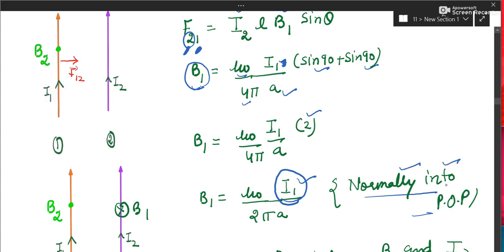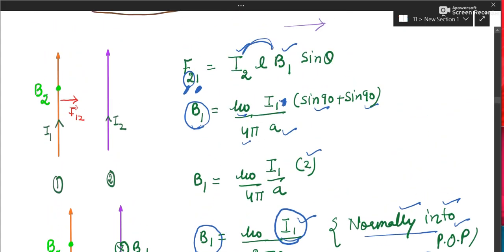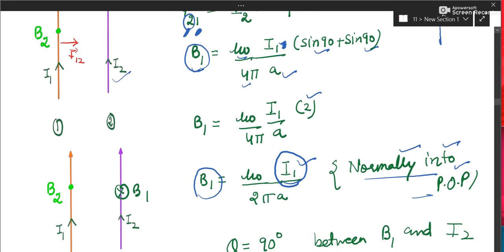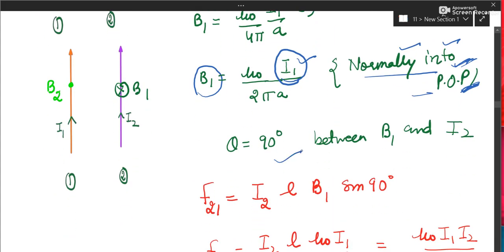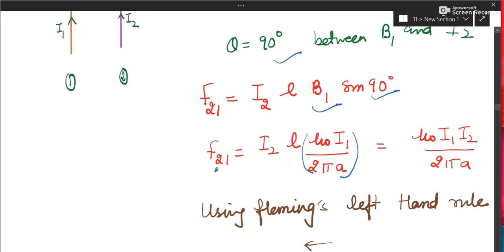It is normally into. Okay, now what is the angle between B1 and I2? Where is I2? This is I2. And B1 is into the plane of paper, something which is going towards the floor. So this line and a line going from here towards your floor, it's 90 degrees. Sin 90 is 1. Substitute B1. Substituted. This is force on 2 by 1.